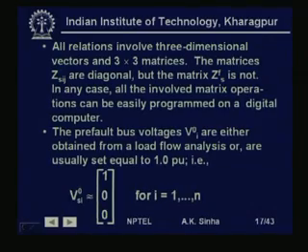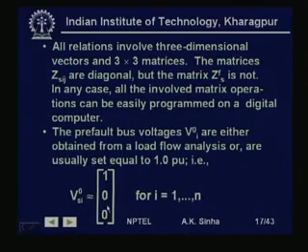Okay. The pre-fault bus voltages V_0^I are either obtained from load flow analysis, as I said earlier, or are usually set equal to 1 per unit. That is, if we are assuming that pre-fault currents are 0 and all voltages are 1 per unit, then we can set these values as 1, 0, 0. Otherwise, we use the load flow analysis to get the results for this.